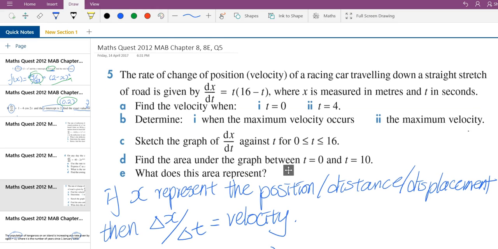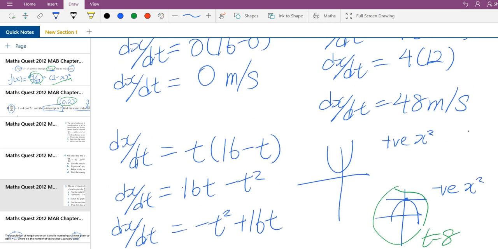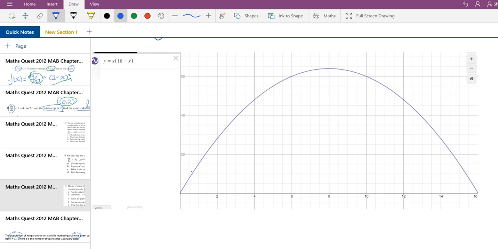maximum velocity. All right, part C, sketch the graph of dx/dt, the velocity graph, against t in the domain of between 0 and 16. All right, when it comes to sketching, we'll turn to decimals. Just give me a second, I will put up the graph. All right, here's the graph.